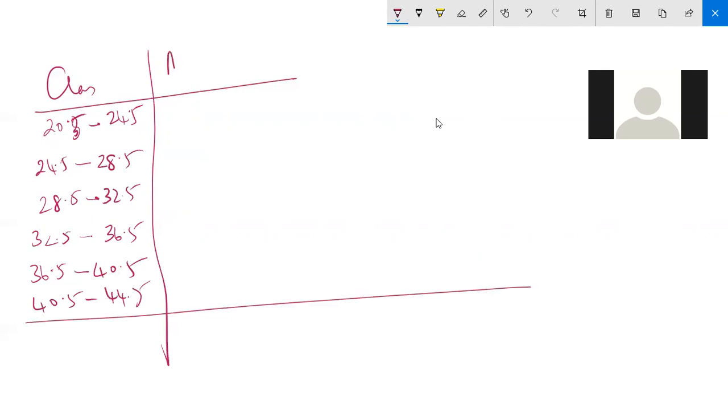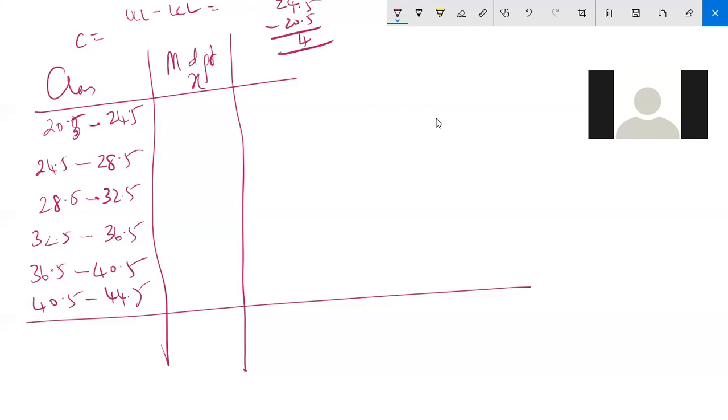Okay. Then take midpoint x of this 20.5 to 24.5, 21, 22, 23, 24. So class interval C is equal to how much? UCL minus LCL. 24 minus 20.5, 4. Okay, class interval is 4. So C is equal to 4.